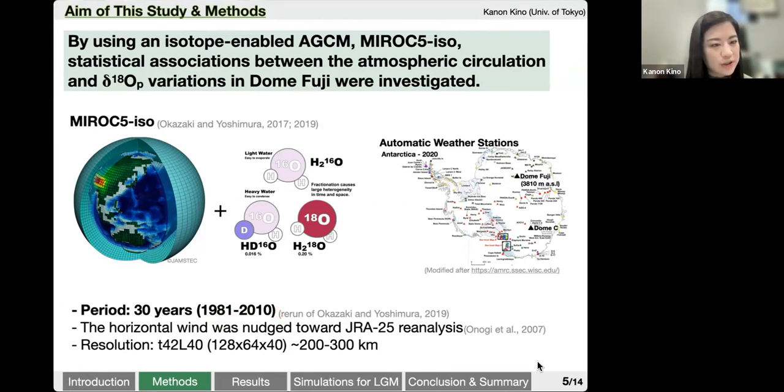And the model was nudged, the horizontal winds toward the reanalysis data set. And the spatial resolution of this model was set to about 200 kilometers. So you may feel that it is too coarse, but it is still enough to simulate high pressure, low pressure systems.